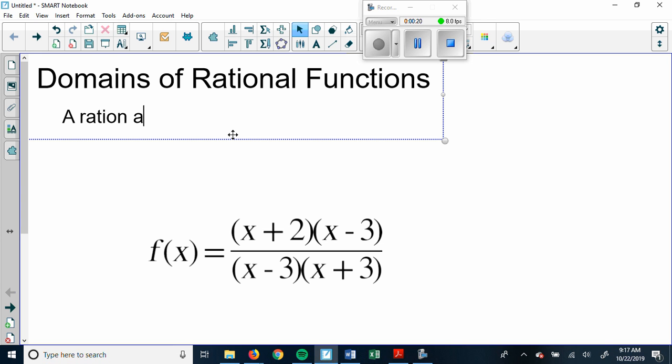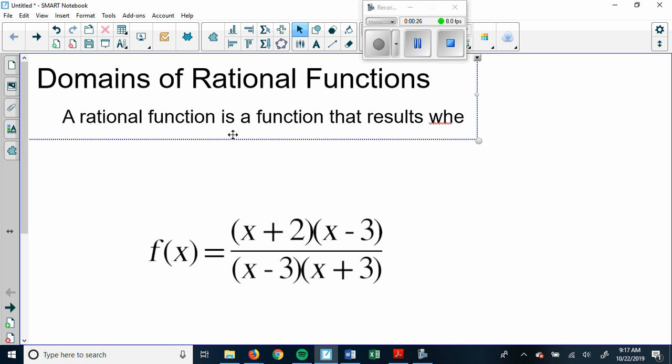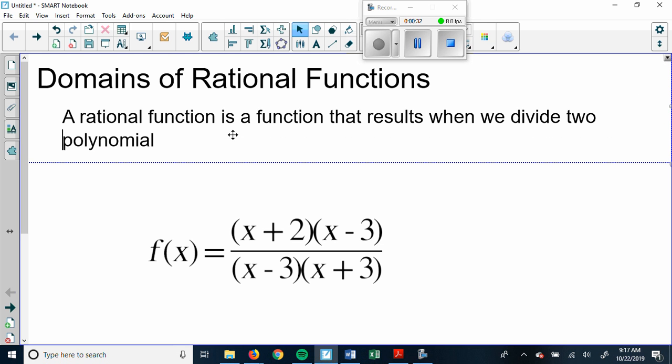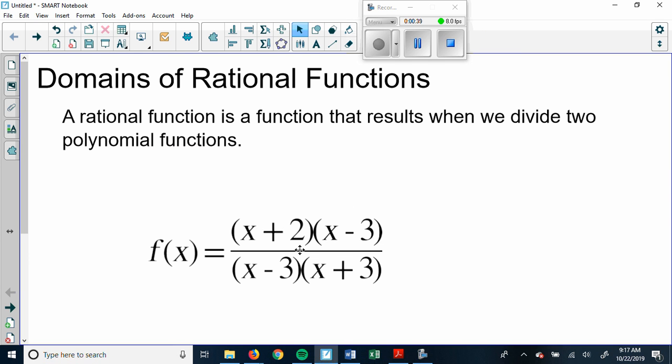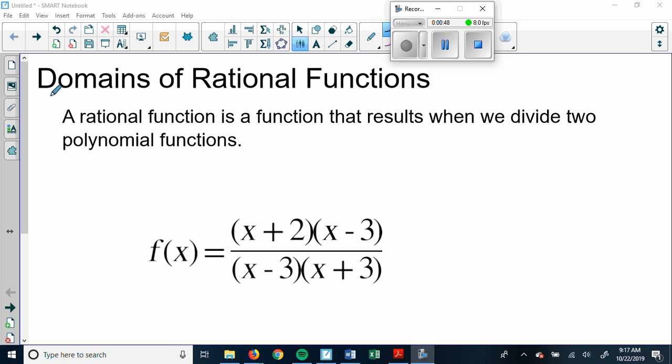A rational function is a function that results when we divide two polynomial functions. If we were to multiply these two out, we would get two polynomials, right? And so our goal today is to look at what is the domain of these functions. So we're going to look at the domain.